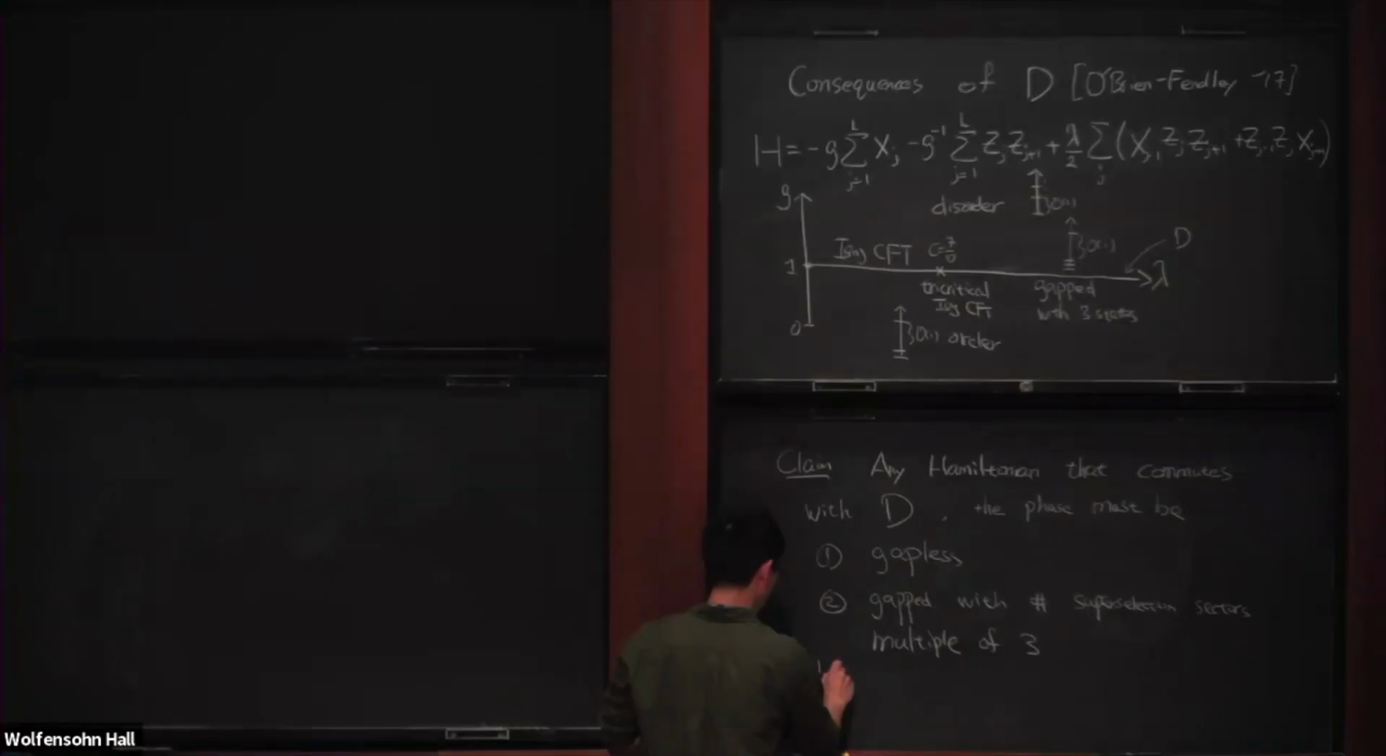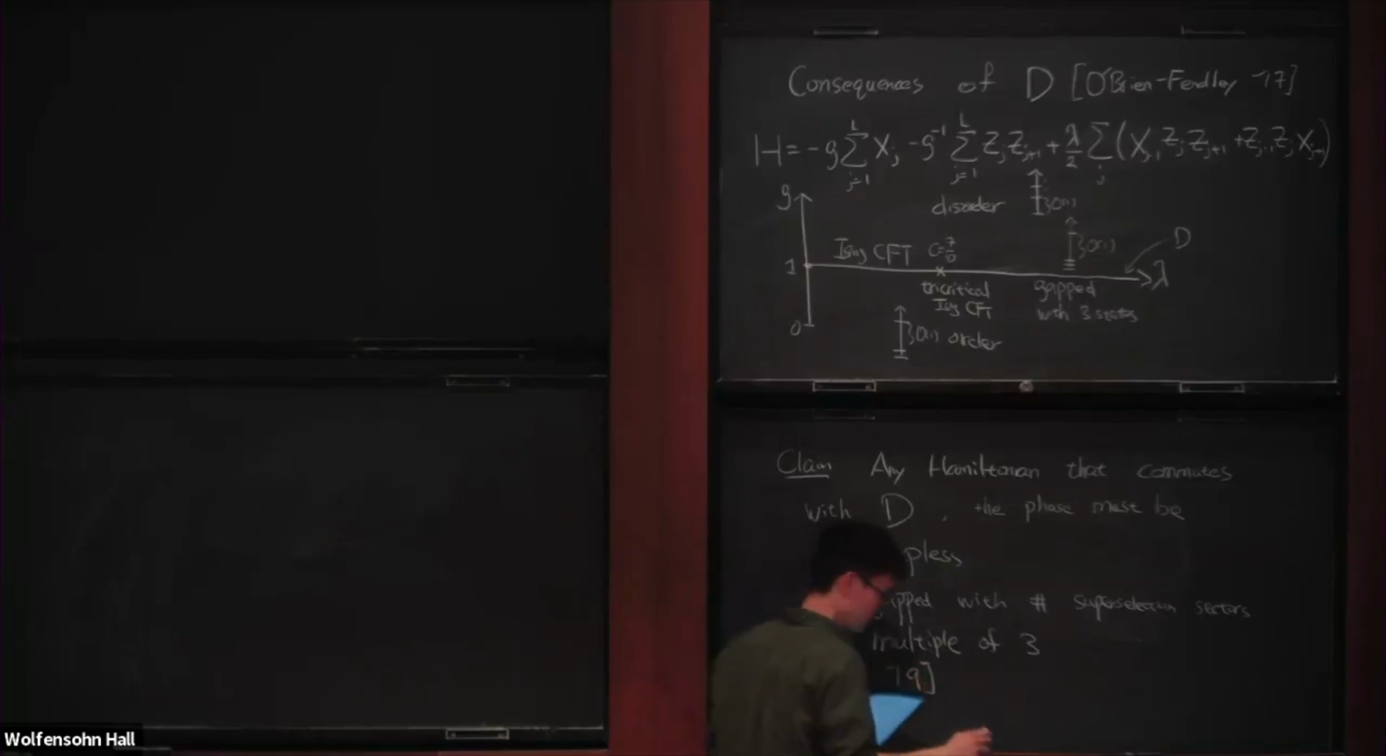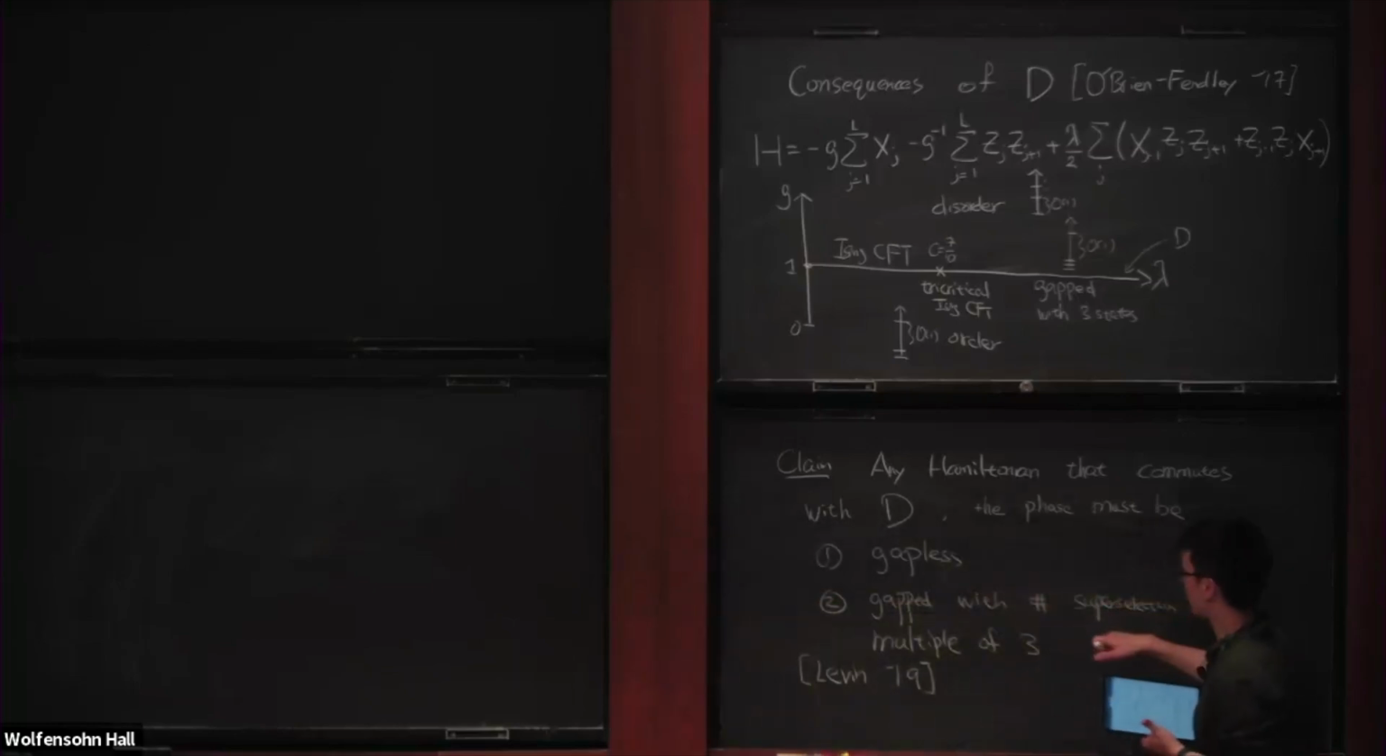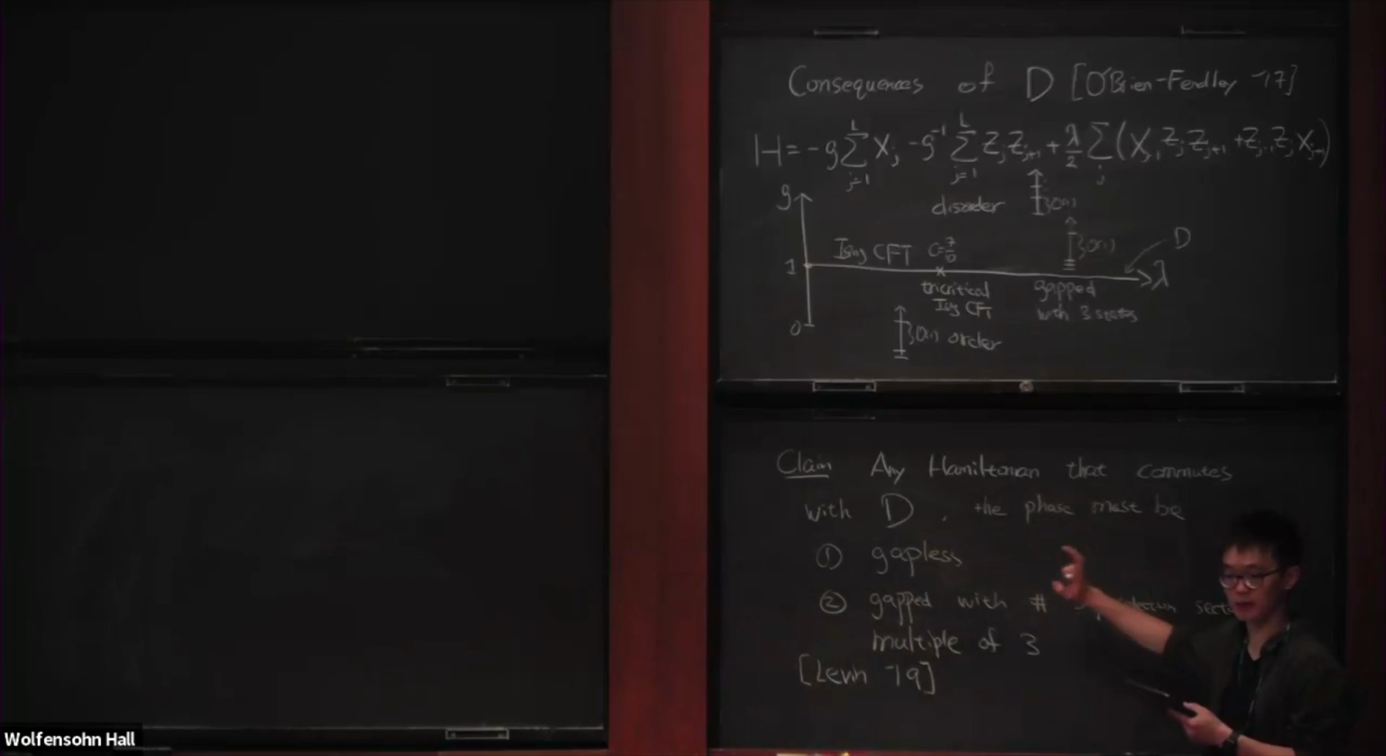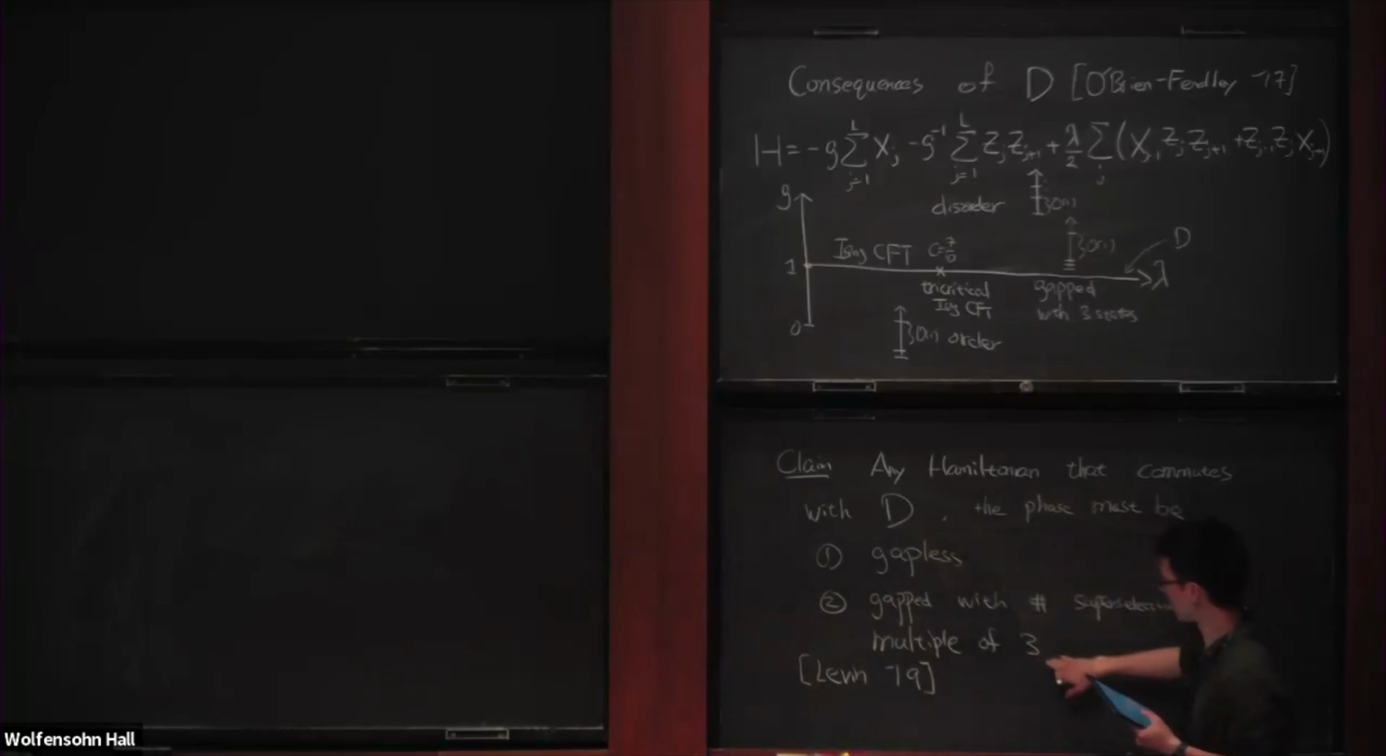I should say that there's a rigorous result by Michael Levin in 2019, where he showed that every Hamiltonian that is invariant under this Kramers-Wannier transformation cannot be trivially gapped. So he provided a mathematically rigorous argument for that result. But using gauging, you can further argue that when it's gapped, the number of superselection sectors has to be a multiple of 3.